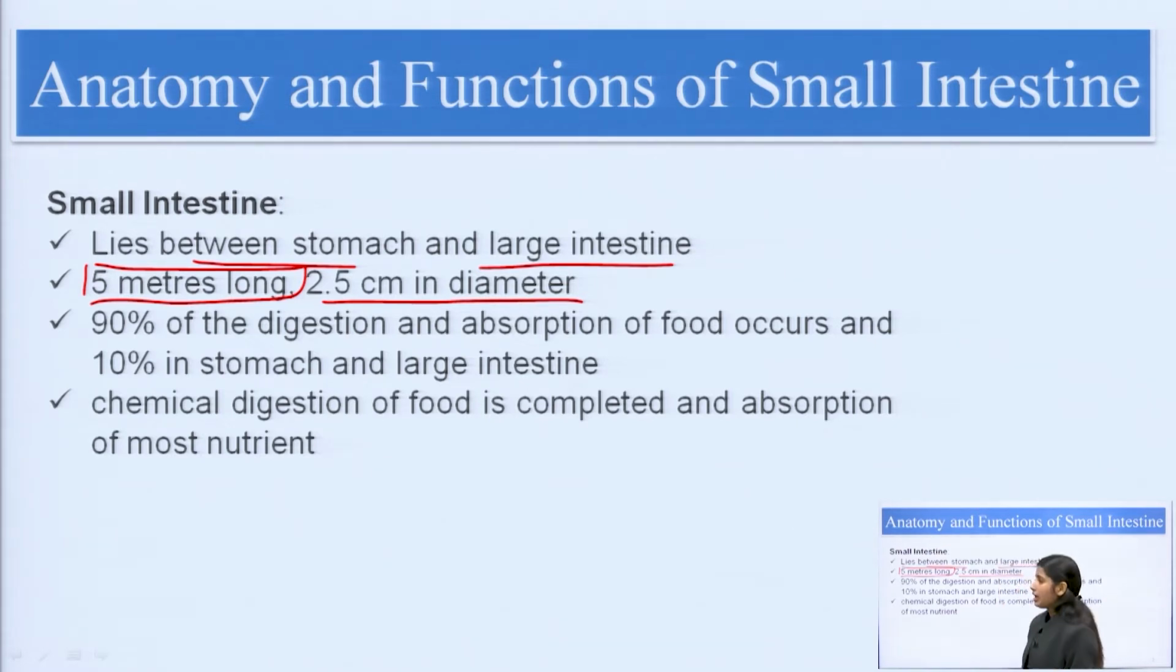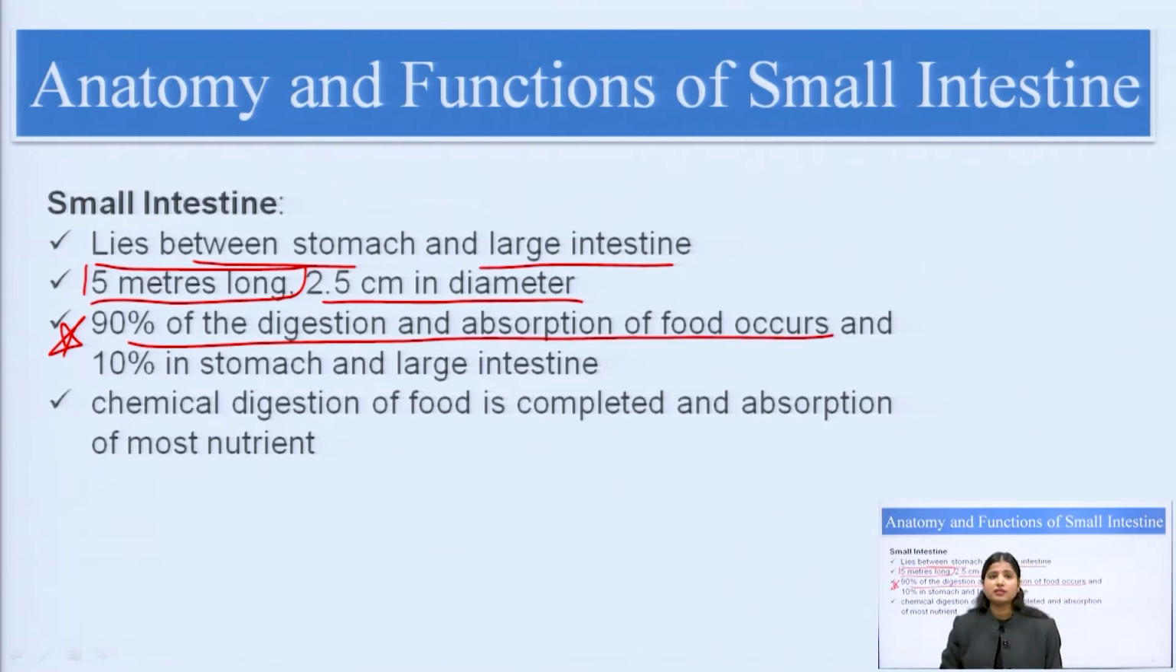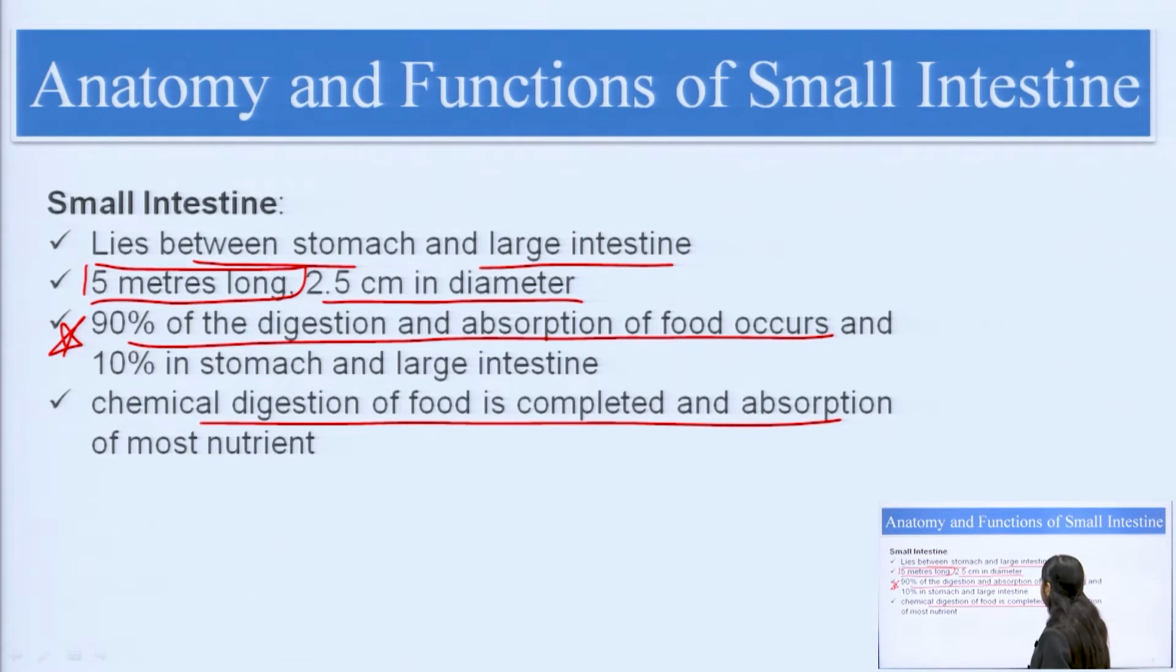Now let us look at digestion. The majority of nutrient digestion and absorption occurs in this part, which is very important. Remember, 90% of the digestion and absorption of food occurs in this area, whereas the remaining 10% occurs in the stomach and in the large intestine. Chemical digestion of the food is completed here, and most nutrients are absorbed.